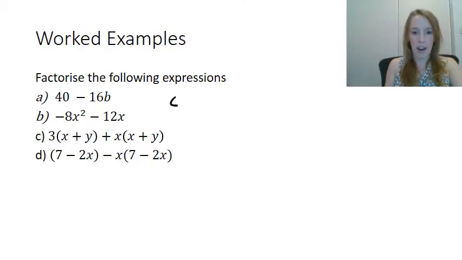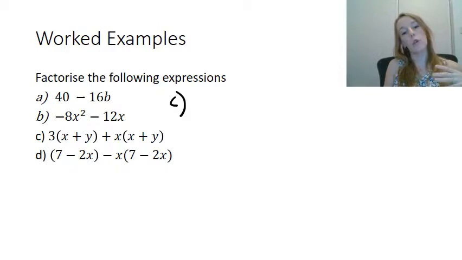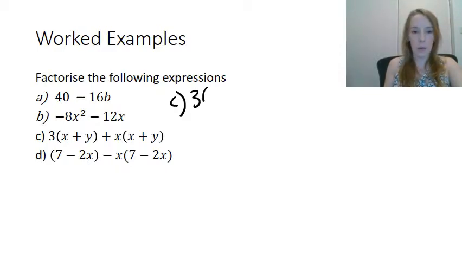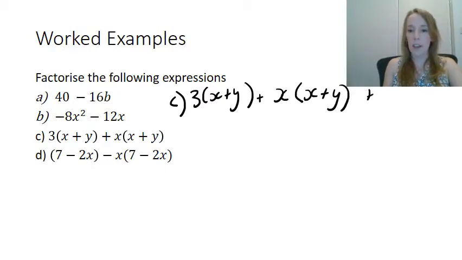C, we've got to find our highest common factor. So again, this is one of the ones, it's a bit tricky. We've got to look. So what would our highest common factor be? We've got 3 times x plus y, plus x plus y. And our highest common factor is going to be our brackets. So it's going to be x plus y. So we're going to write that out the front.